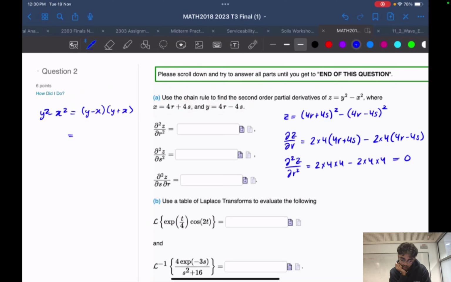Y minus x, and you've got minus times y plus x. You just get 8r. So you're left with minus 64sr. And when you differentiate this twice with respect to s or r, you end up getting 0.